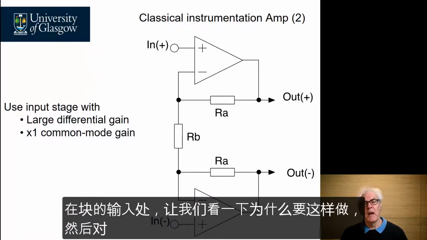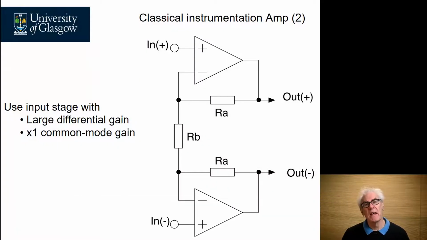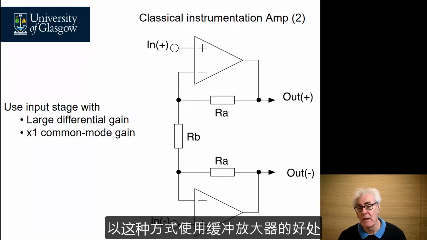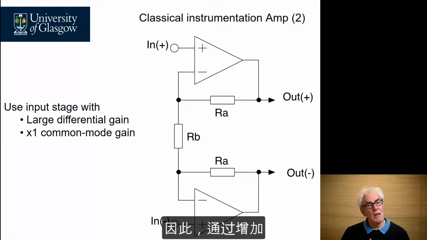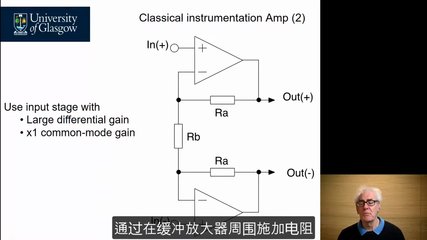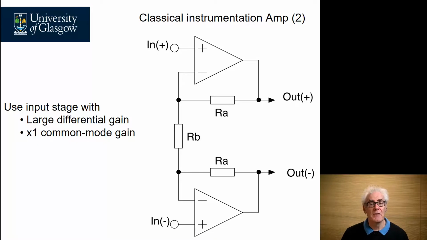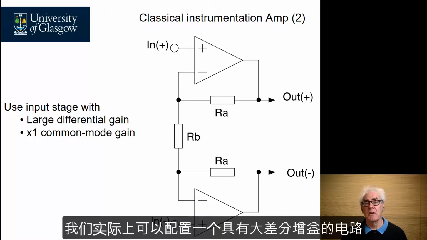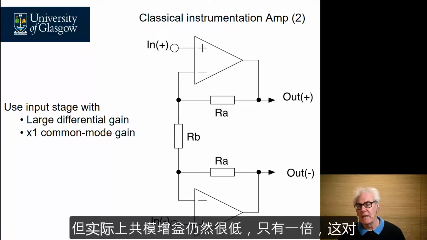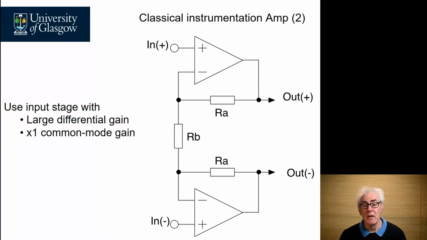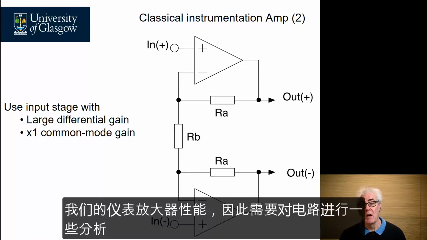So let's look at why we would do this, and do some analysis on the benefit of using the buffer amplifier in this fashion. By applying the resistors around the buffer amplifiers, we can configure a circuit that has a large differential gain, but remains to have a low common mode gain, in fact only ×1, and this is beneficial for our instrumentation amplifier performance.